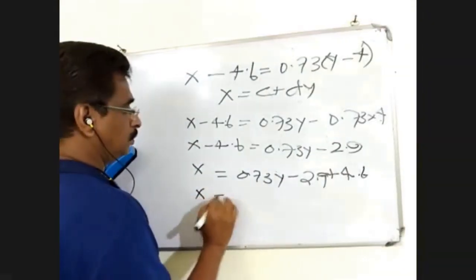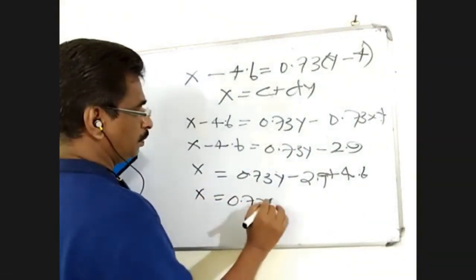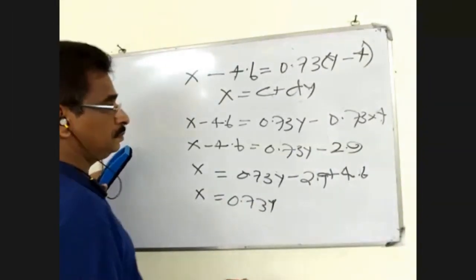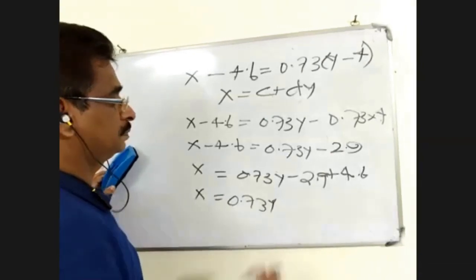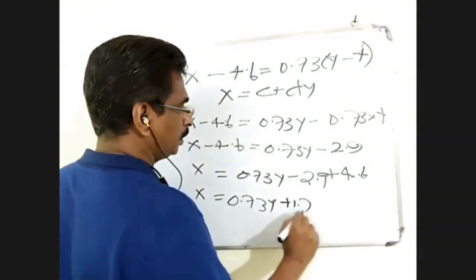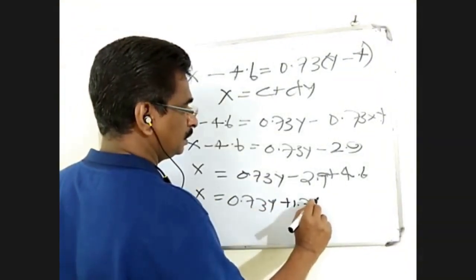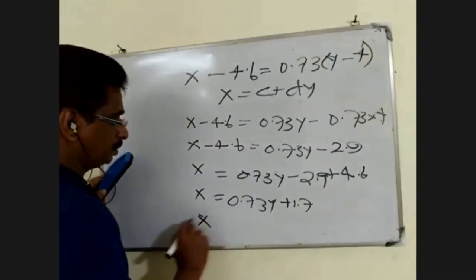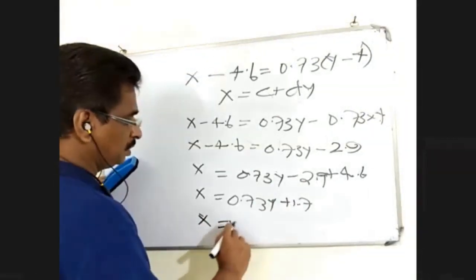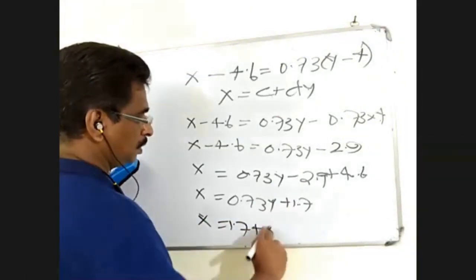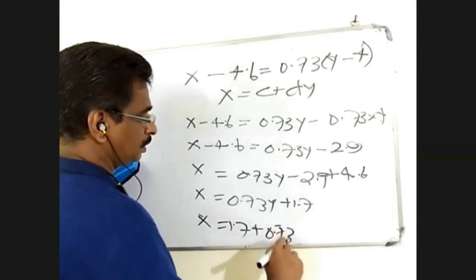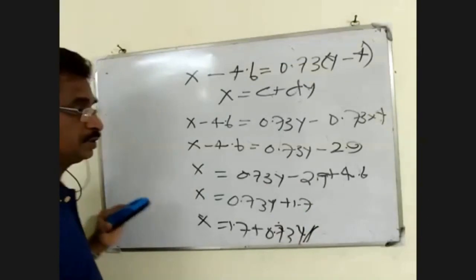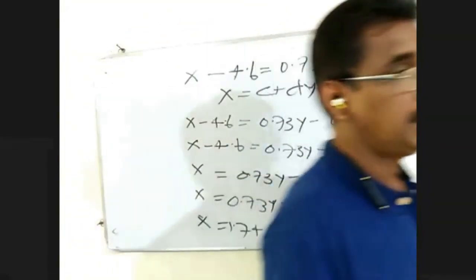So x is equal to 0.73y, and what is that? 1.7. Therefore, x is equal to c plus dy. Constant will come first: 1.7 plus 0.73y. That is the regression equation of x on y. It's a very easy question.